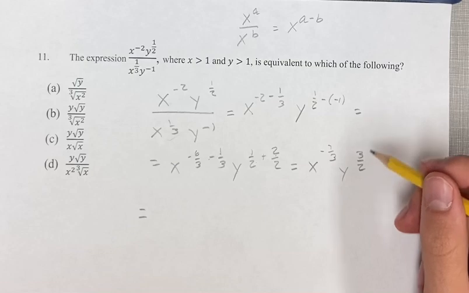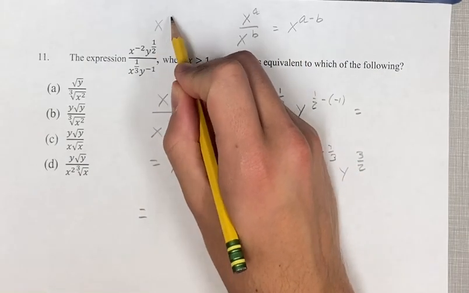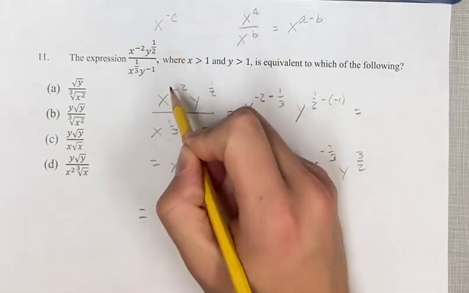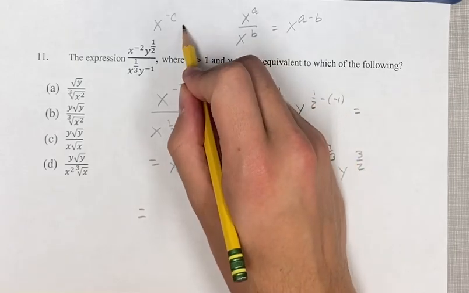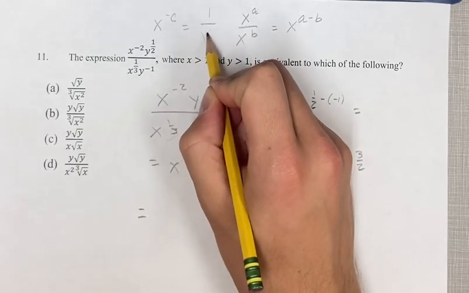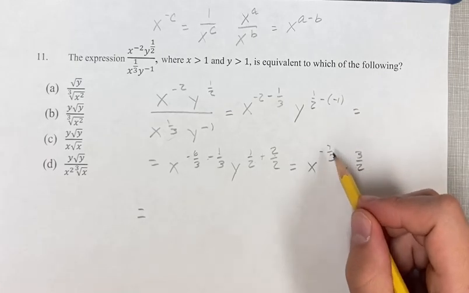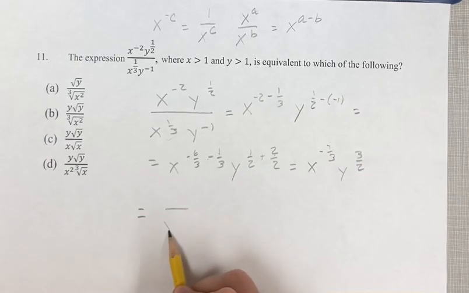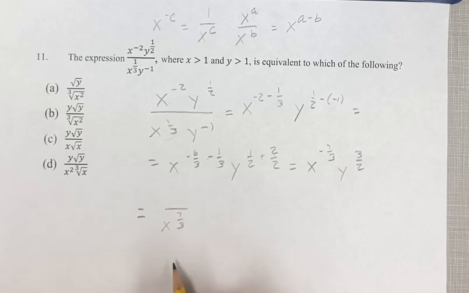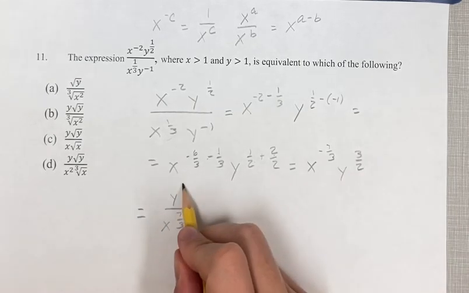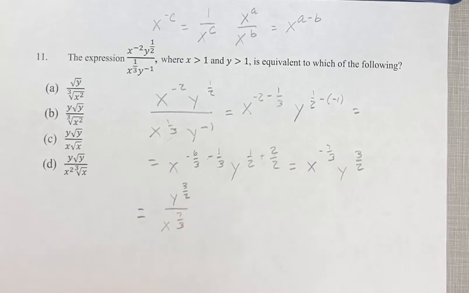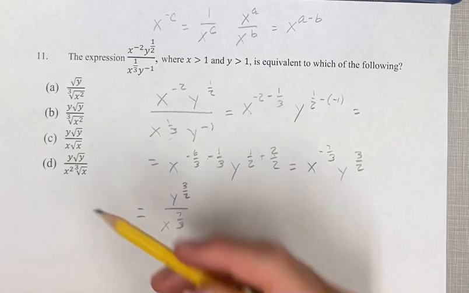The next rule we have to use is that if you have x to the negative c, again, where c is just some number, this is equal to 1 over x to the c. So we have x to the negative 7/3, so that's 1 over x to the 7/3. And of course, it's not just 1 over x to the 7/3, it's y to the 3/2 over x to the 7/3. Okay. So now we have to get this into the form of one of these.